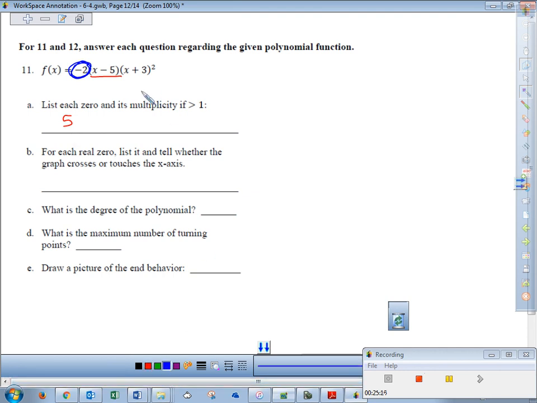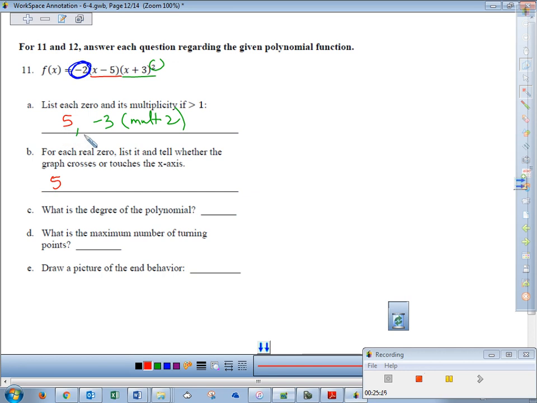This guy, green, he's got variables also. What value of x will make that turn out to be 0? Negative 3. Is there any multiplicity on this one? Due to the fact that it is being squared, it's got multiplicity of 2. Put it in parentheses, you can just write mult. Because he was being squared, that's going to be there twice, right? For each real 0, tell whether it crosses or touches the x-axis. So negative 5.